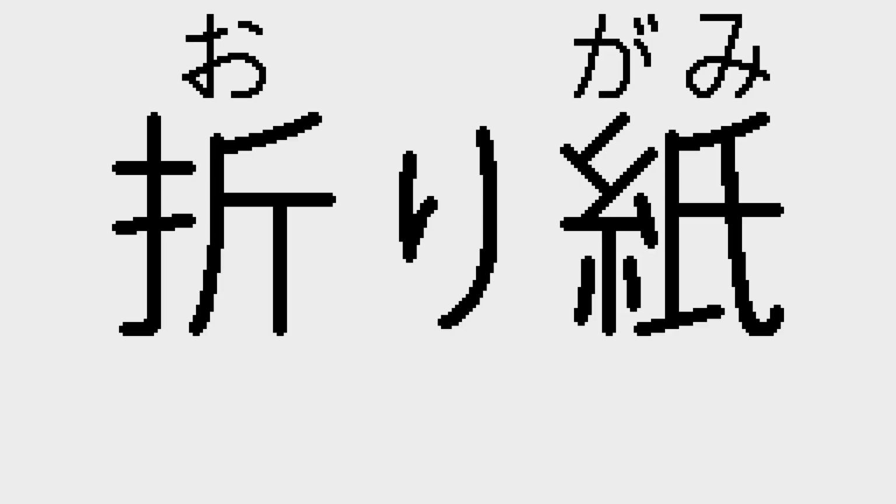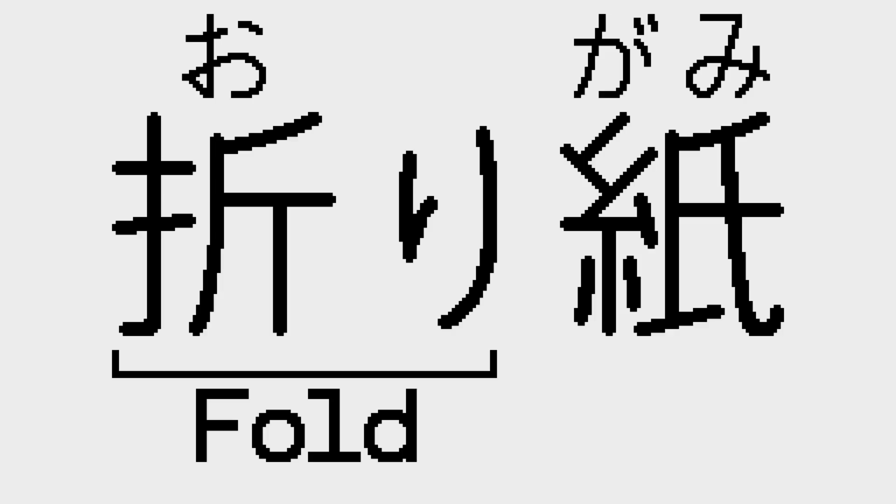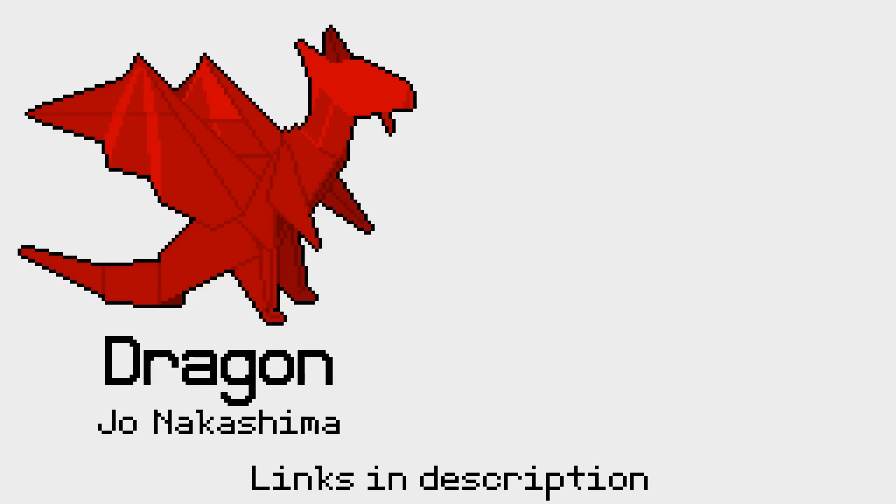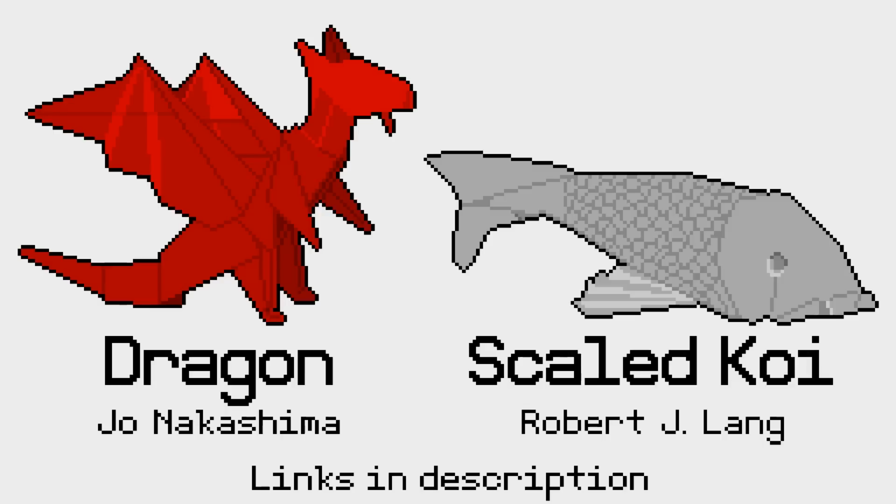Origami, from the Japanese oru, meaning to fold, and kami, meaning paper, is the art of folding paper. People have created some beautiful origami pieces just by folding a single piece of paper, and this geometric art form has a lot of math baked into it.